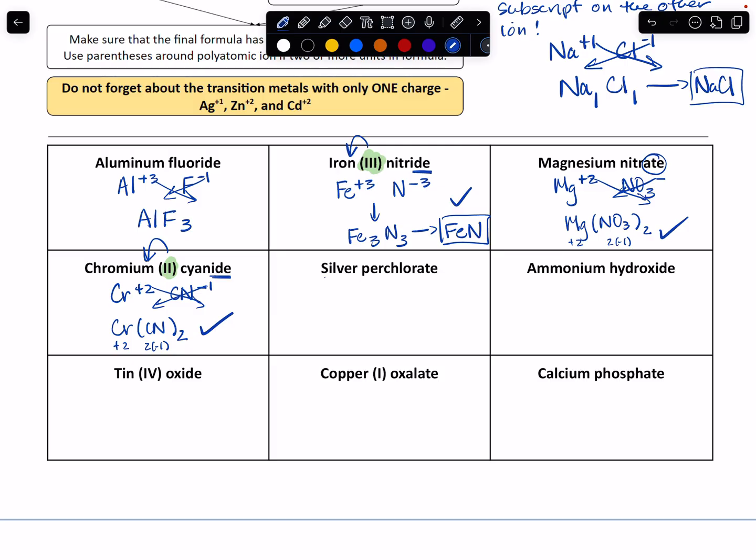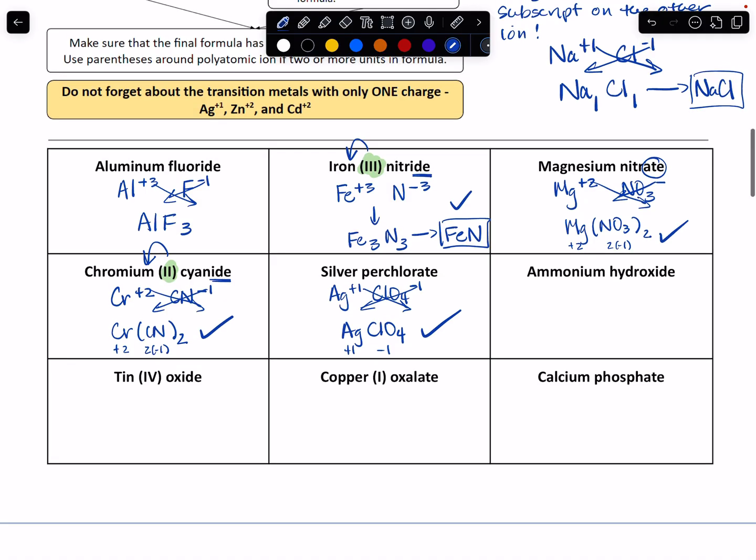All right, silver perchlorate. Now, silver is one of the transition metals that we just have to know, and it is always +1. Perchlorate. This is one of those polyatomics that we need to know, and this is ClO4 with a -1 charge. So we're going to cross those charges and we get AgClO4. All right, +1 for the silver, -1 for the perchlorate, neutral molecule. We move on to the next compound.